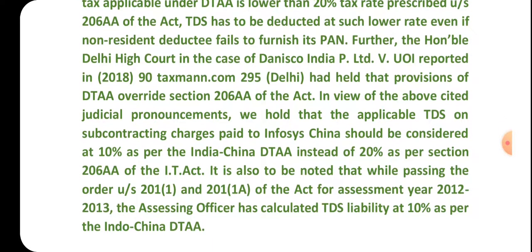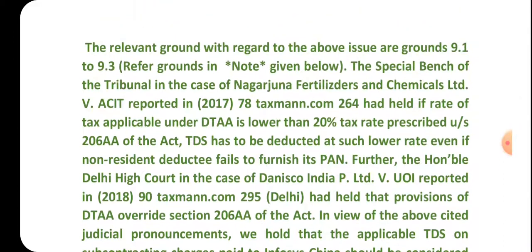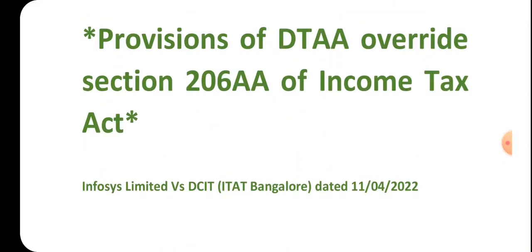It is also to be noted that while passing the order under section 201 sub-section 1 and 201 sub-section 1A of the Income Tax Act for the assessment year 2012-13, the assessing officer has calculated the TDS liability at 10% as per the India-China DTAA. That means the provision of the DTAA overrides section 206AA of the Income Tax Act.